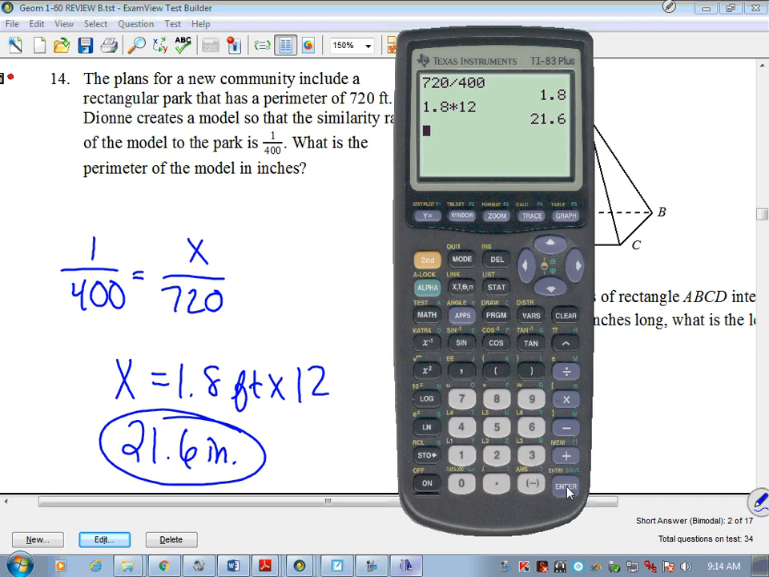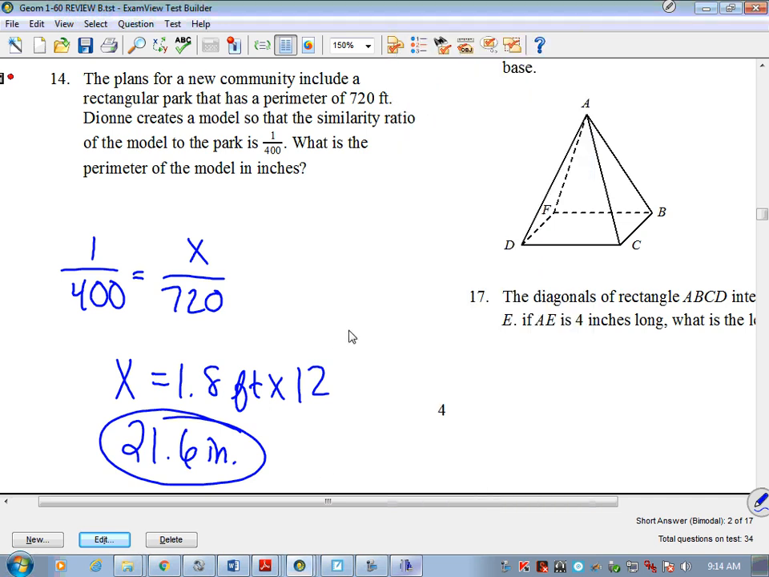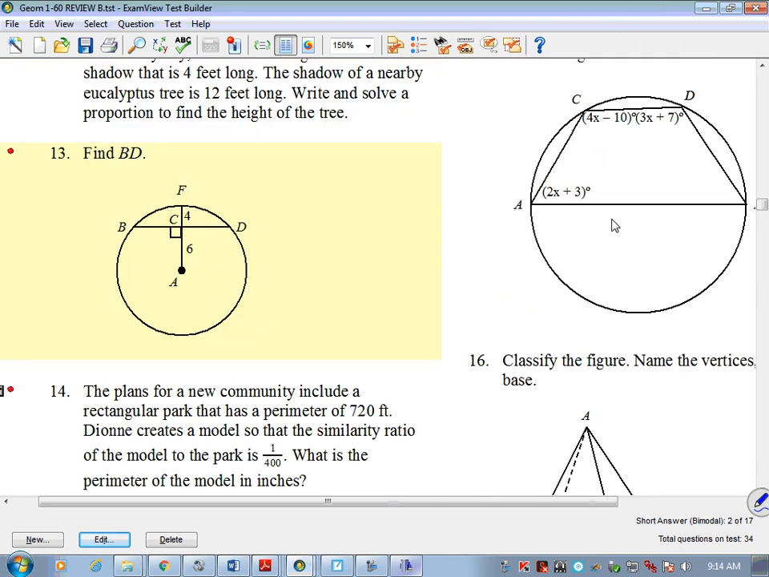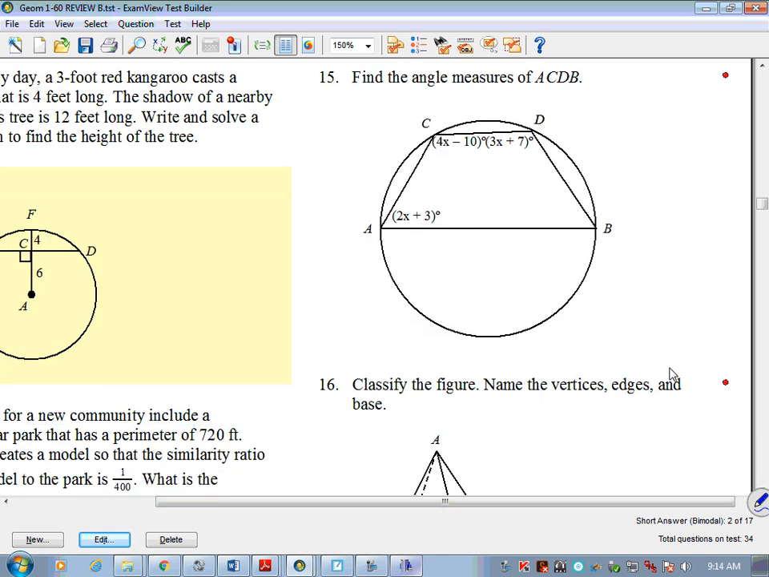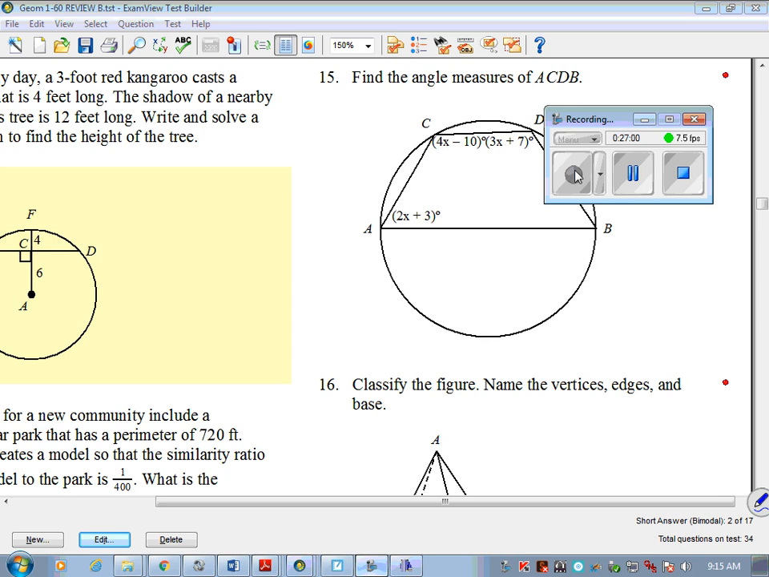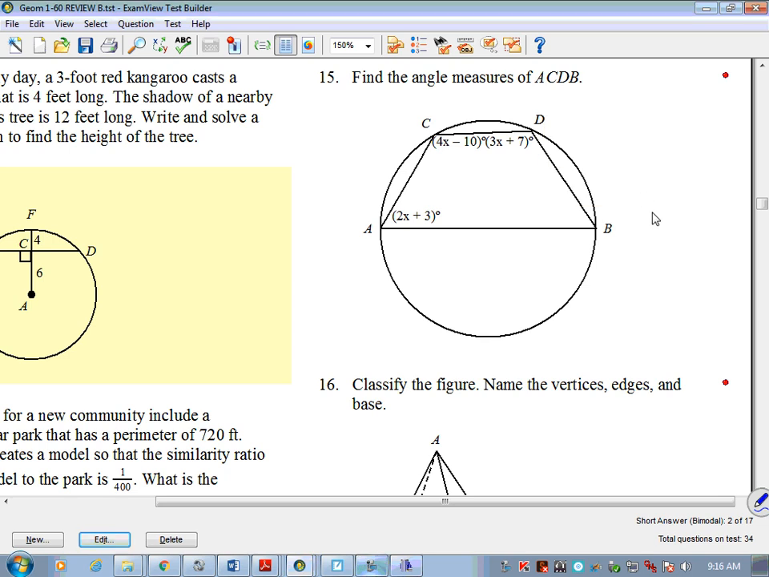Okay, let's move on to number 15. Come back up here. Find the angle measure of angle CDB. Lesson 15 is circles and inscribed angles. This comes from lesson 47, circles and inscribed angles.